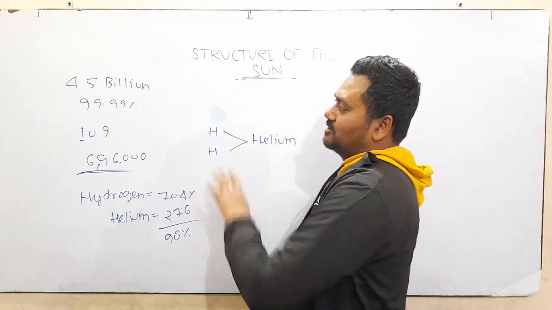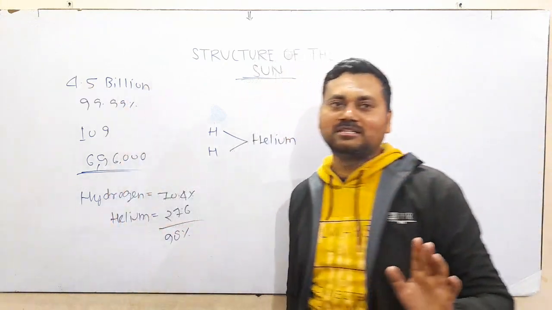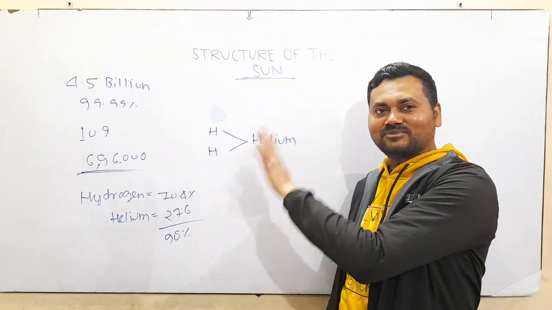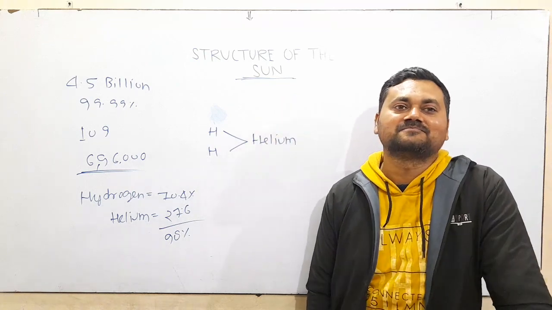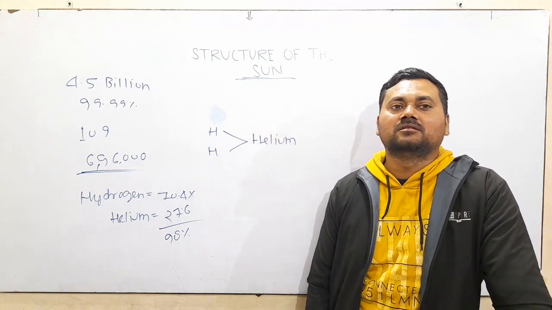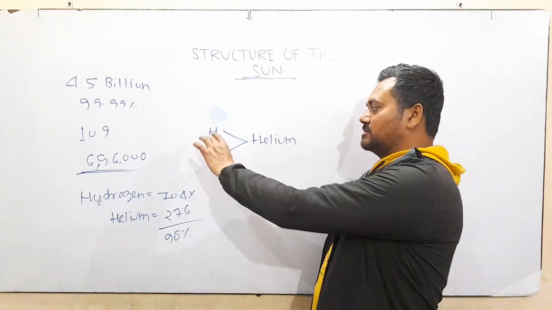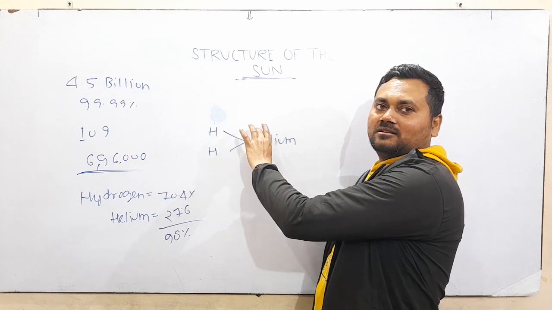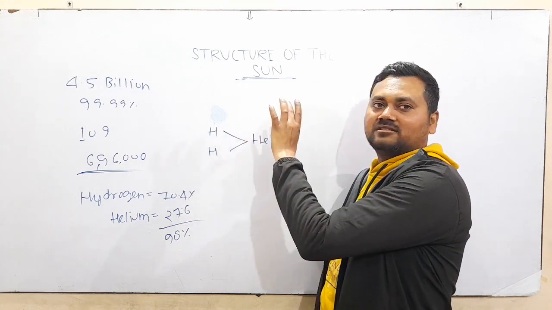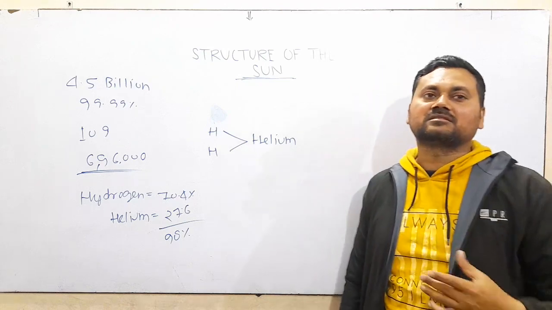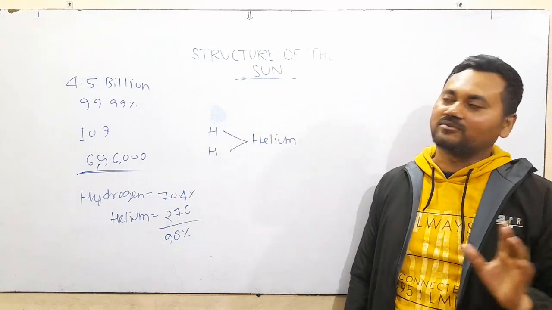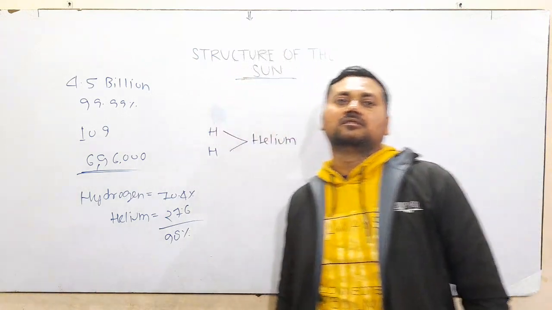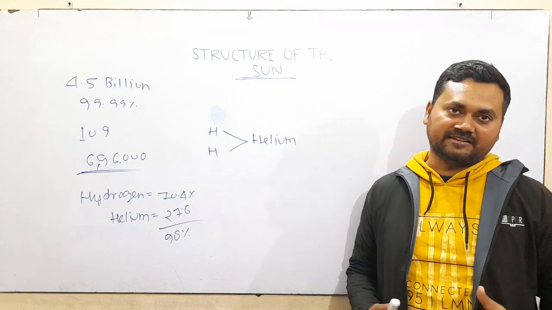This process started 4.5 billion years back, and it is still happening, because the day it stops, the Sun will be dead. So when two atoms of hydrogen combine, the formation of helium happens, and this has been happening for the last 4.5 billion years, and this is the process through which the Sun generates energy.